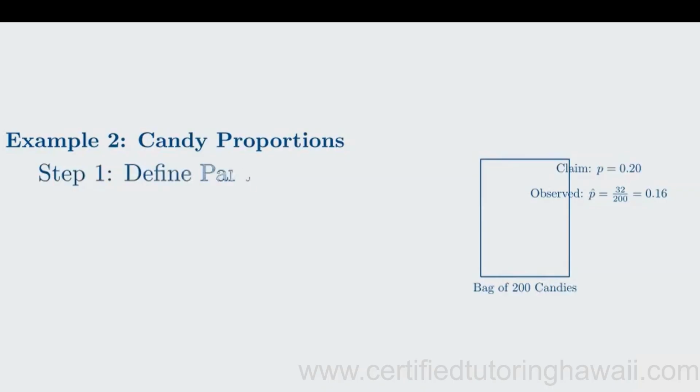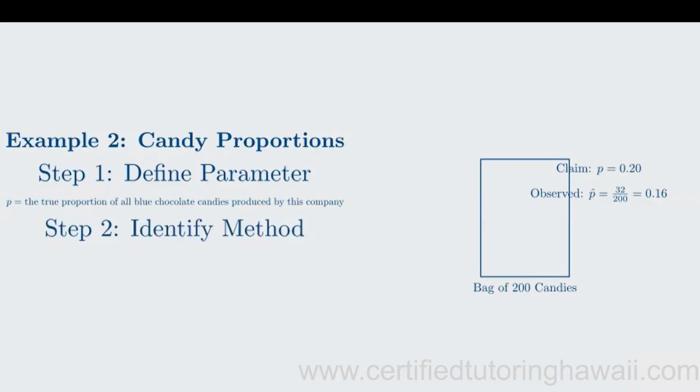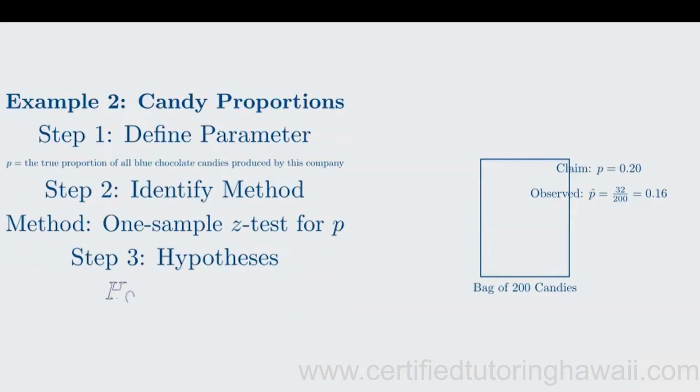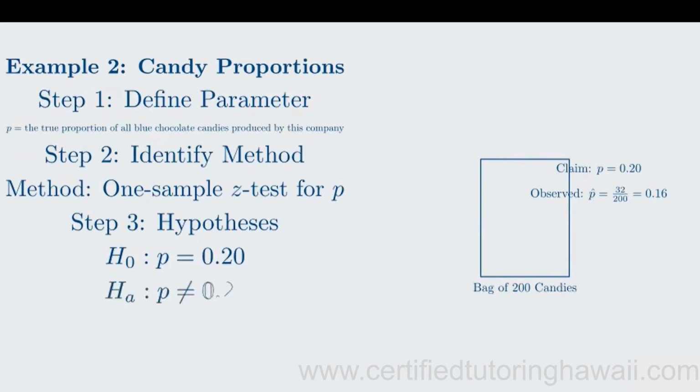Step 1. Define the parameter. P is the true proportion of all blue chocolate candies produced by this company. Step 2. Identify the testing method. The method is a one-sample z-test for P. Step 3. Set up the hypotheses. The null is the company's claim. H0 is P equals 0.20. Because the student just said the proportion is different, we don't assume a direction. This makes it a two-sided test.